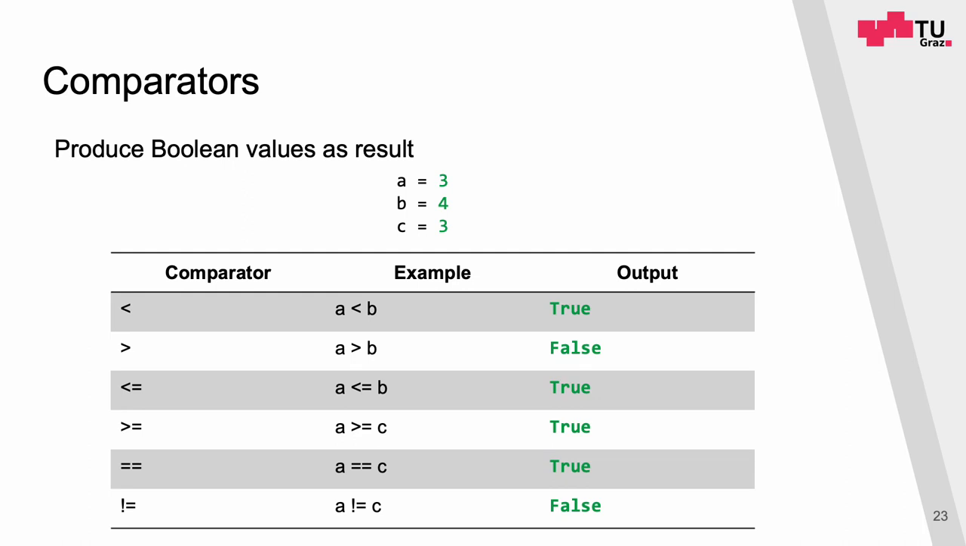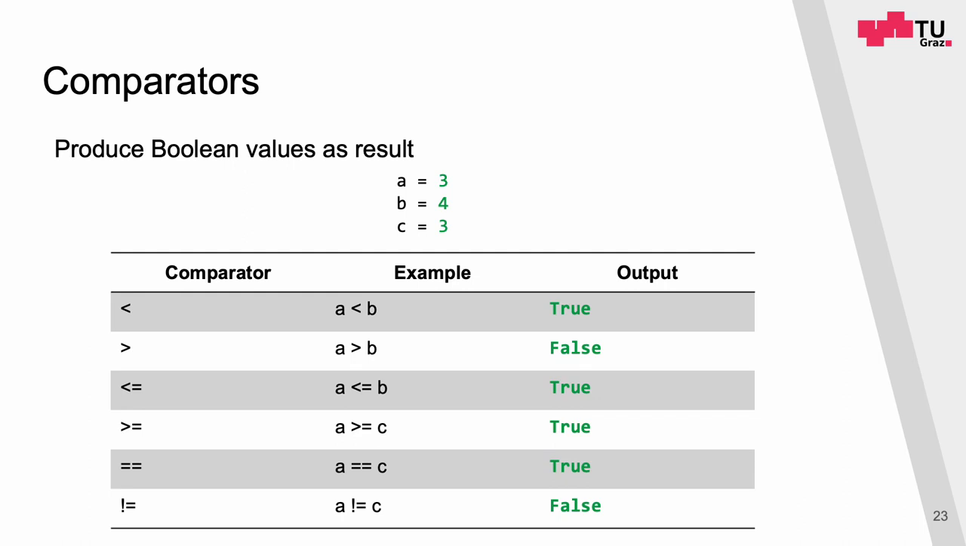And if we look at the fifth row, the double equal sign is used to check if the values are equal. So for example, we can type A equal to C, and it is true if the values are the same. And as we can see, A has the value of 3 and C has a value of 3, and therefore the result is true.